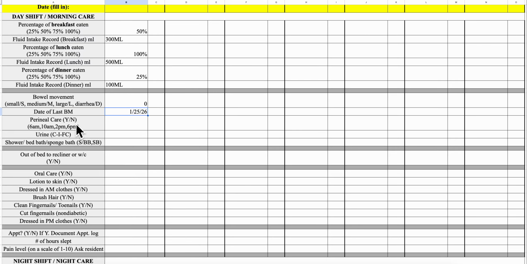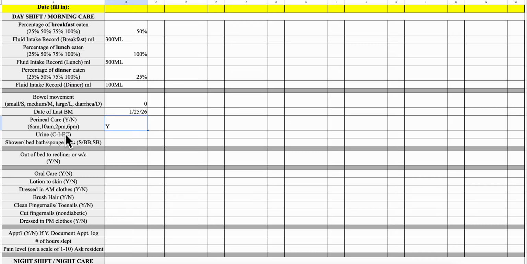Okay, and then here's pericare. So I will say yes, I did pericare. And again, the times are 6 a.m., 10, 2 p.m., 6 p.m. And ideally, in a 12-hour window, the residents need to be toileted a minimum of 4 times, every 3 hours at minimum. And of course, if they poop in between or they overflow their briefs, change them in between.